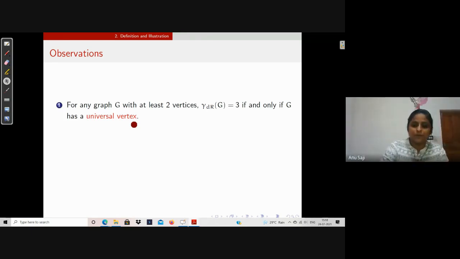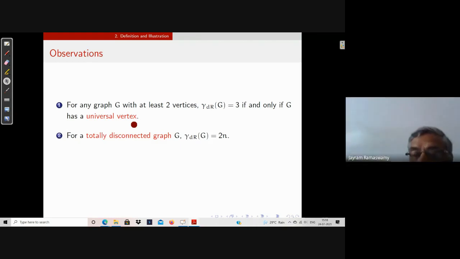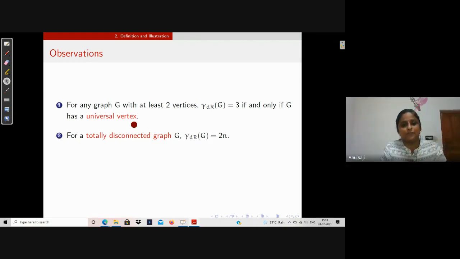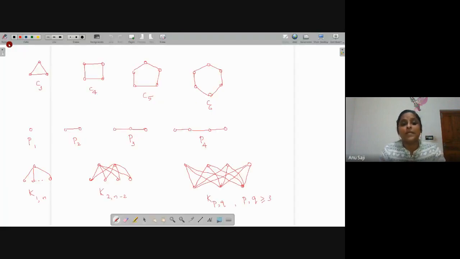Now, for a totally disconnected graph, that is a graph without any edges, Kn complement, we have to give at least 2 to each and every vertex, so that gamma DRG is equal to 2n. Now, consider the case of complete bipartite graphs.